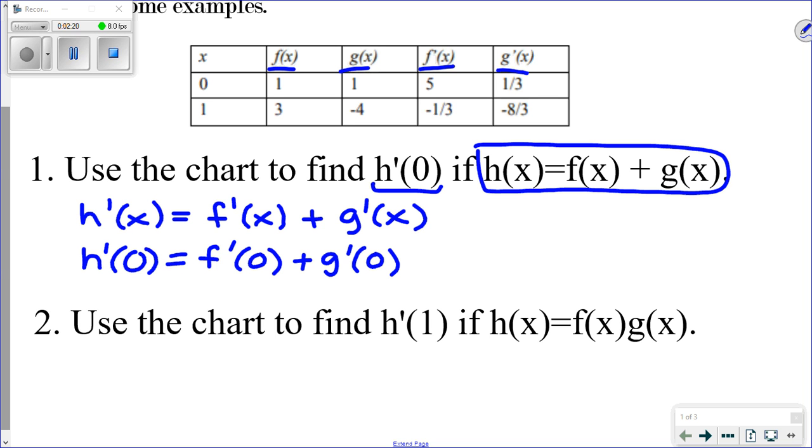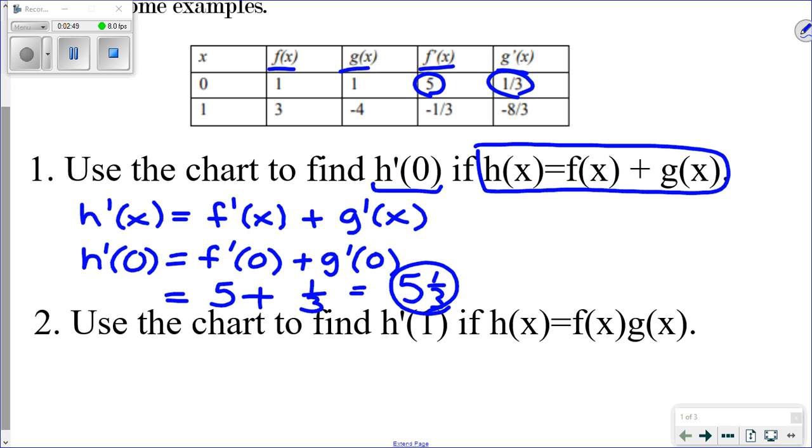And then we're just going to find these values in the table. So f prime of 0 is going to equal 5. So this will end up equaling 5 plus, and then g prime of 0 is 1/3. So to add 5 plus 1/3, I'm just going to make it 5 and 1/3. I think that's the easier thing to do.